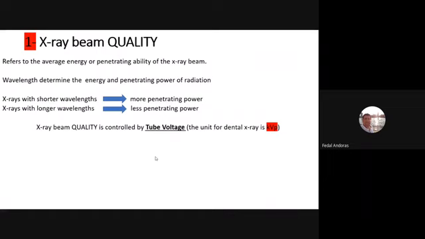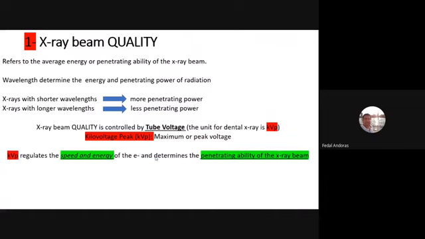Remember, the quality is controlled by tube voltage, and we say the kVp is the unit. So it's maximum or peak voltage. kVp, remember the previous lecture again. kVp regulates the speed and energy of the electron and determines the penetrating ability of the X-ray beam.